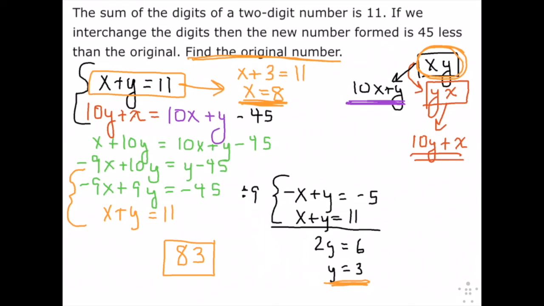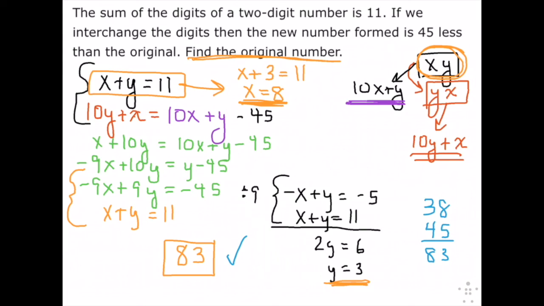Perfect. Now, I'm just checking. If we interchange the digits, we get 38. The new number is 45 less than the original. So 38, if I add 45 to this, I get 83. So it is 45 less. So this number is correct.